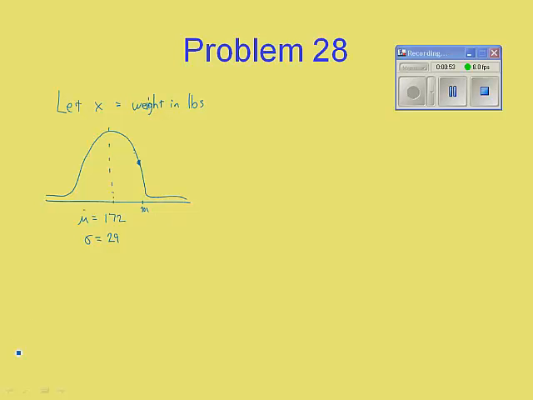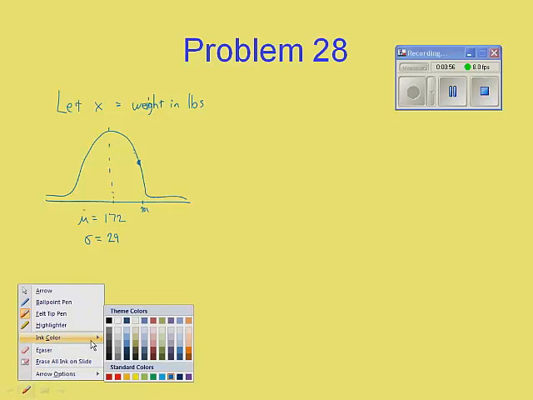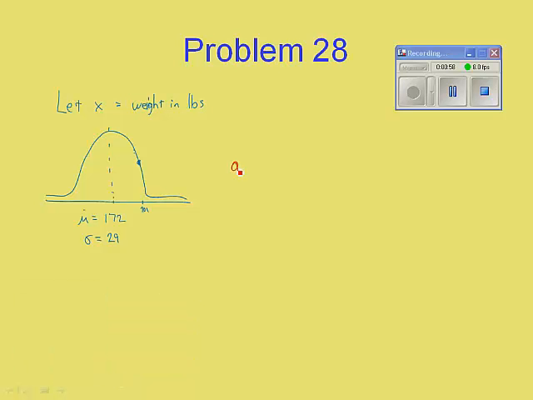And now, when I go to answer Part A, it says, find the probability that he weighs less than 174. Find the probability that x is less than 174. So on the picture, that's about right there. So already, I know something about my answer. Approximately, what should my answer be? It better be more than 50%.